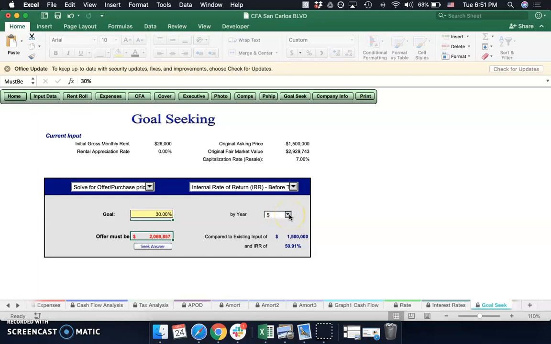Okay, if you were to try and do this all by hand, it would take you hours and hours to do this. Okay, let's say I want it by year 3. I can hit seek answer. It's going to give me a different number, down to the dollar. So this is very, very powerful for when you're looking at a property, wanting to purchase it, and figuring out how much can you actually pay on the top end for that property.